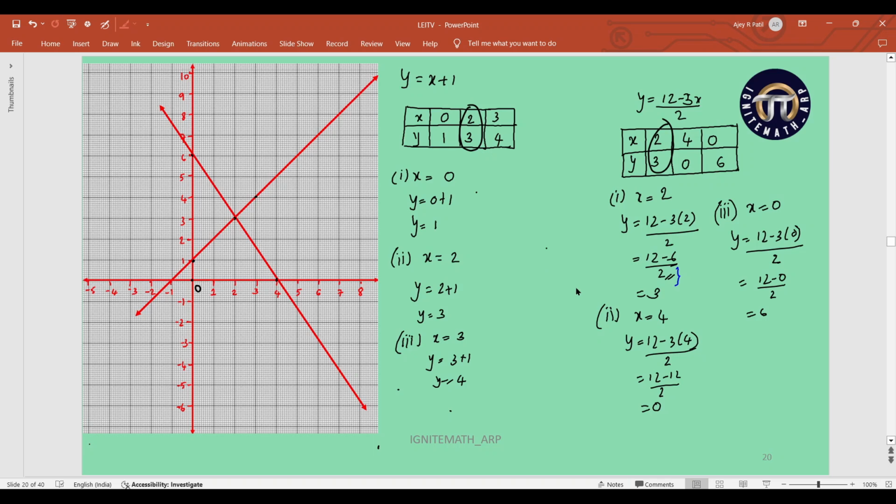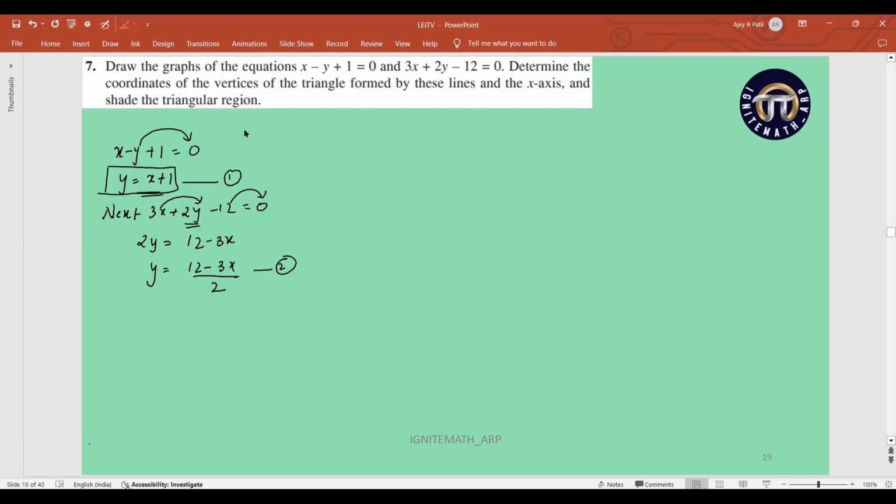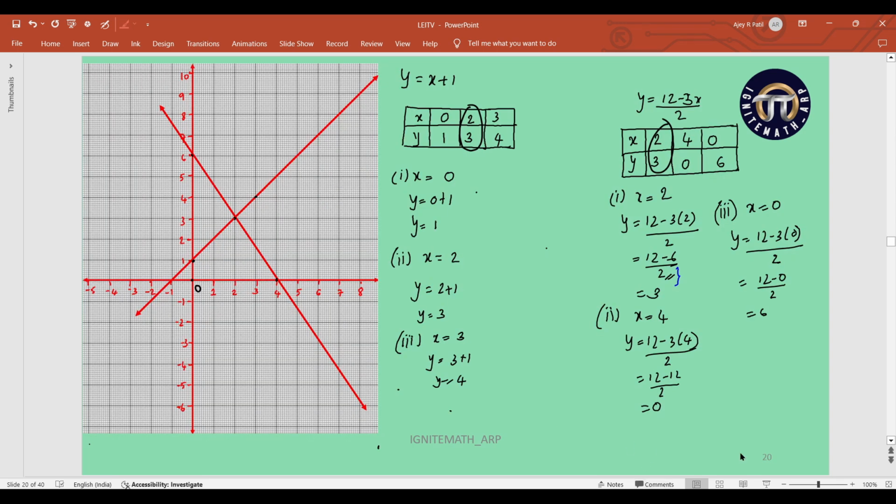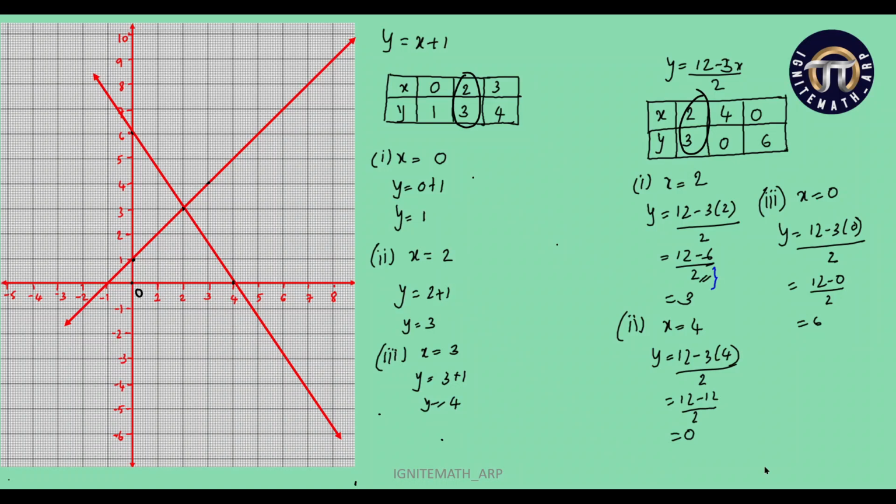And what else are they asking you? They are asking you to determine the coordinates of the vertices of the triangle formed by these lines and the x-axis and shade the triangular region. So whatever are the coordinates of the triangle, you need to write. If I call the triangle vertices A, this is A, this is B, and this is C.